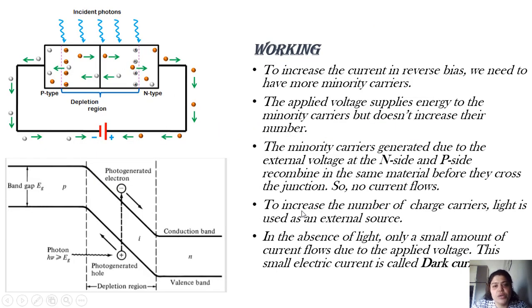Now let us move on to the working of a photodiode. So photodiode, as I just said, is a PN junction. In this diagram, I have shown a P-type material and an N-type material. As we all know, a photodiode always works in reverse bias. What do you mean by reverse bias connection? The P-type material is connected to the negative terminal of the battery and the N-type material is connected to the positive terminal of the battery.